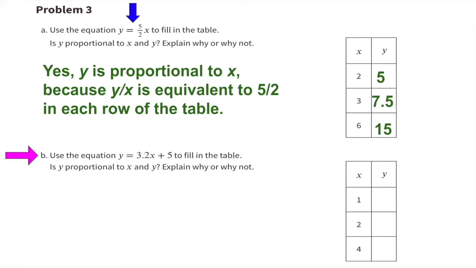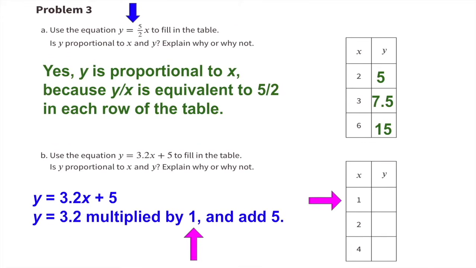B. Use the equation y equals 3 2/10 times x plus 5 to fill in the table. Is y proportional to x and y? Explain why or why not. It says here y equals 3 2/10 times x plus 5. Y equals 3.2 multiplied by 1 and add 5. 3 2/10 multiplied by 1 is 3 2/10. Now all we have to do is add 5.